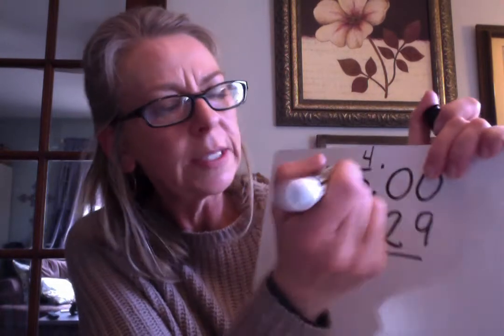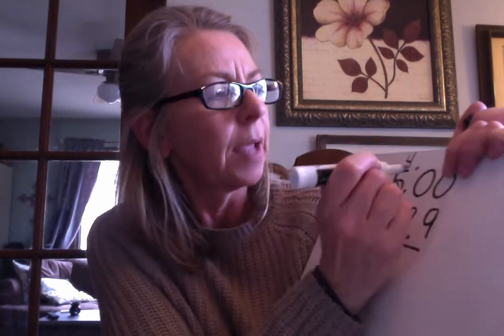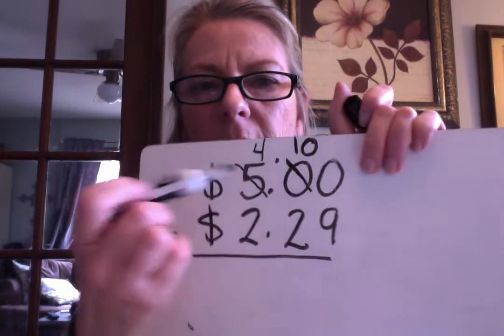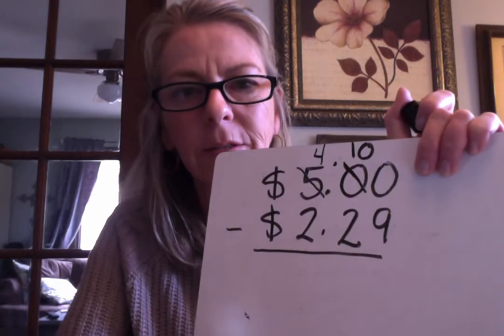And then we'll take the dollar that I took away, and we're going to change it into 10 dimes. Okay, so now I have $4 and 10 dimes, which is the same as $5. It's equivalent. Okay, so now I can subtract.